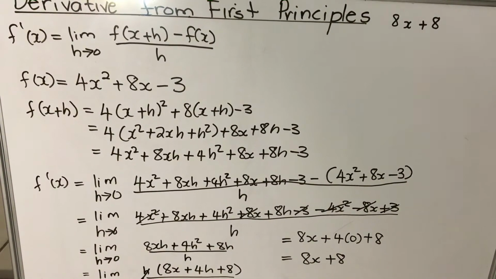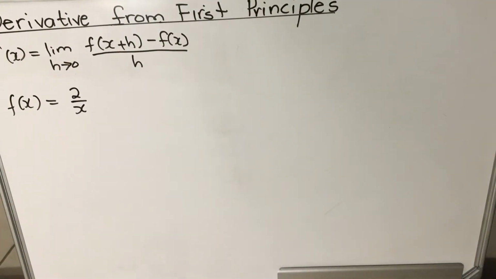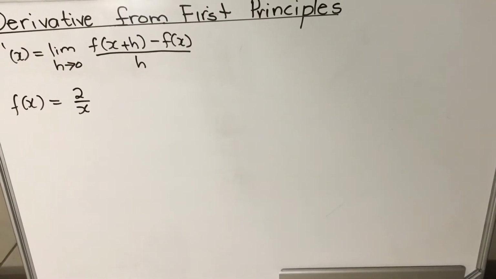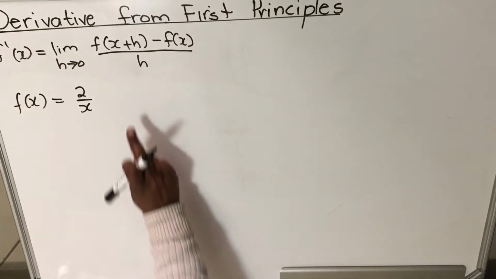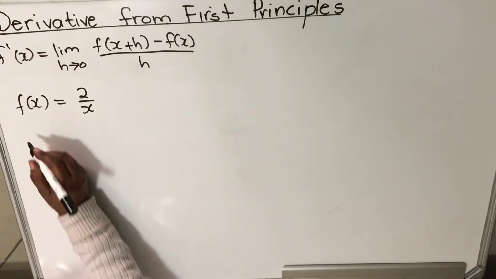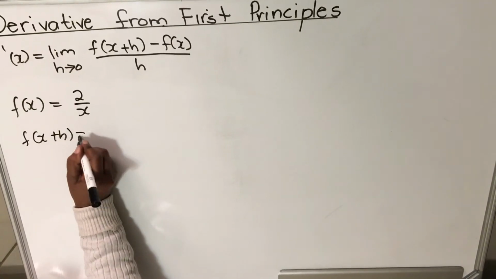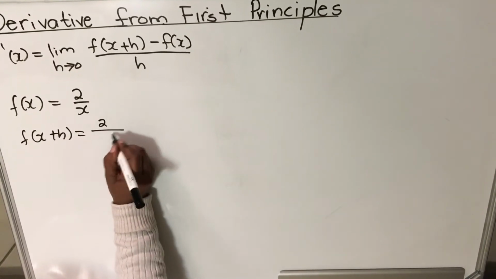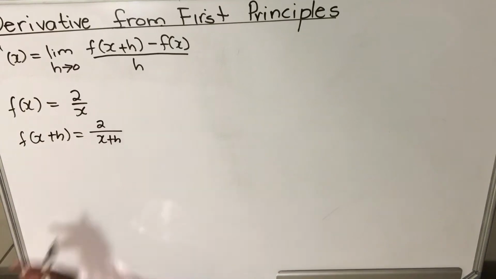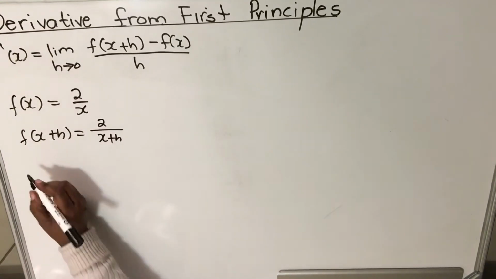Okay, let's look at another example. We're going to use a fraction. Most learners tend to struggle with a fraction. So you're going to start with that, you find f at x plus h first. F at x plus h is equal to 2 over x plus h. That's my f at x plus h.